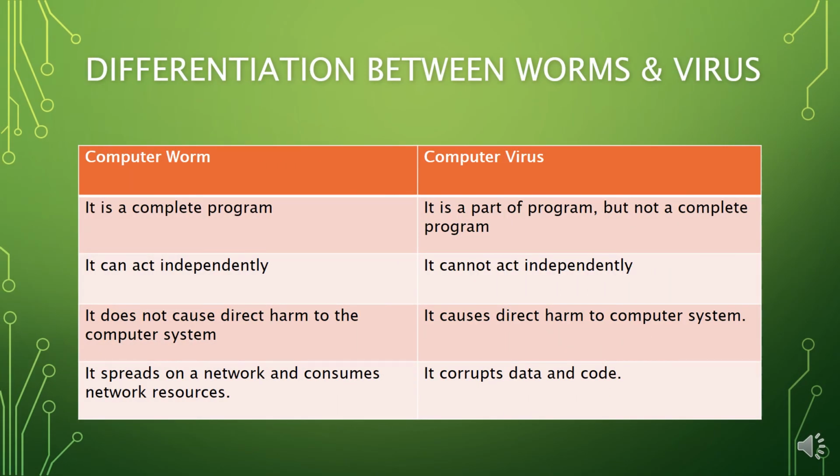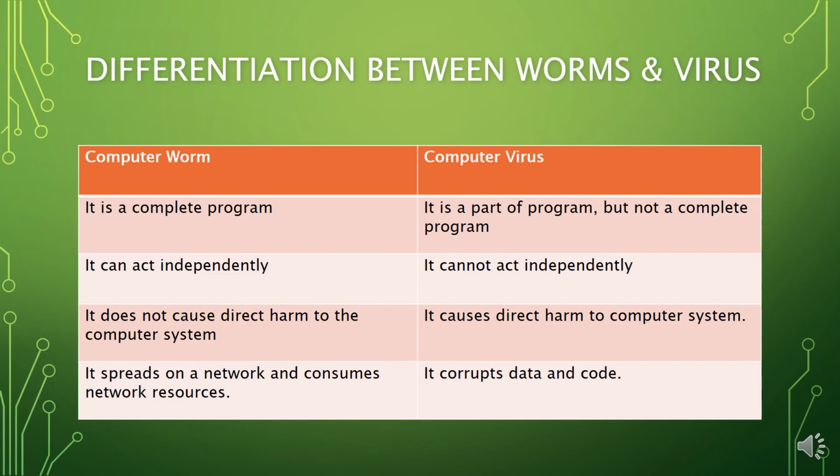Now we have learnt about virus and worm. So what are the differences between both of them? This is a very important question from the board point of view, with 3 points of differentiation for 3 marks. A worm is a complete program, whereas a virus is a part of a program. A worm can act independently. It does not need the support of any program on the computer, whereas a virus needs support, so it cannot act independently. Worms do not cause direct harm to the computer system.